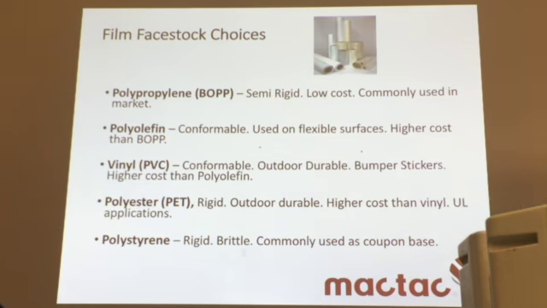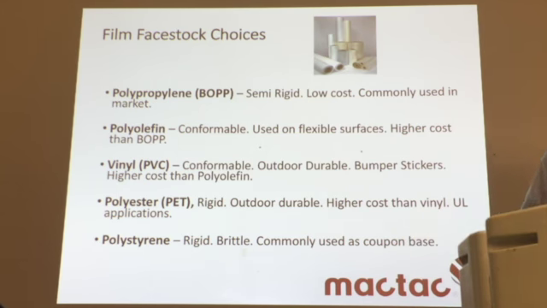It's going to be conformable. You can use it for wall-to-wall squeeze tube applications, but it's not typically used for it. Vinyl is good for outdoor applications. A little bit more expensive than polyolefin. And then you go to polyesters. Polyester is a rigid film, more of a durable film, designed for outdoor, long-use applications. And then polystyrene, this is kind of like an obsolete film, but it's still being used.